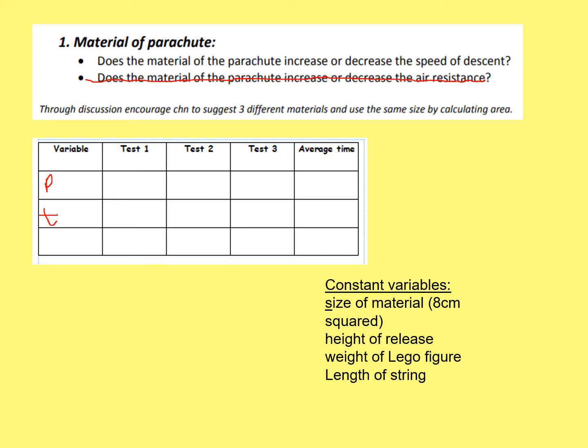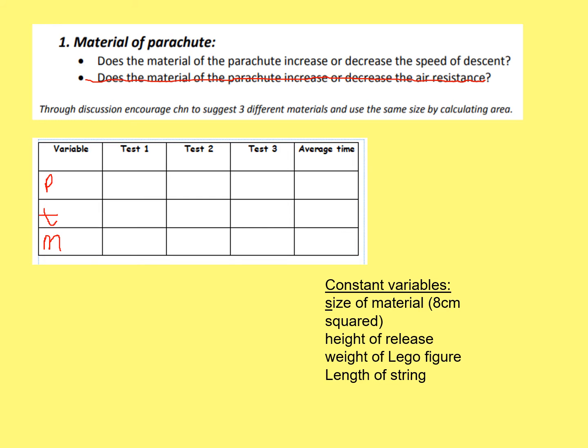And I might use, so that might be a napkin, the tissue. I might use some old material, maybe an old t-shirt or something, which I can cut up. So I've decided on the 3 different materials, and I want to test whether they change the speed of the descent.